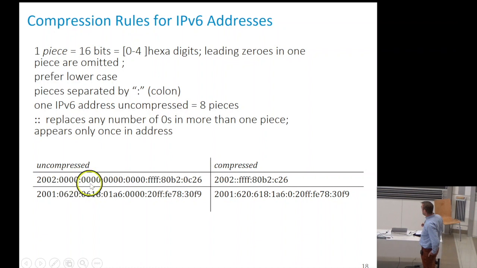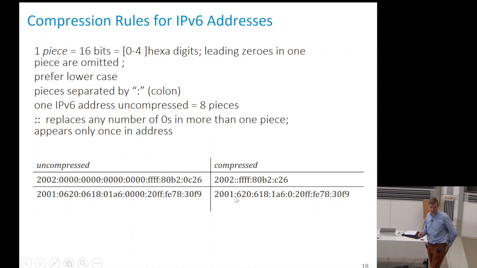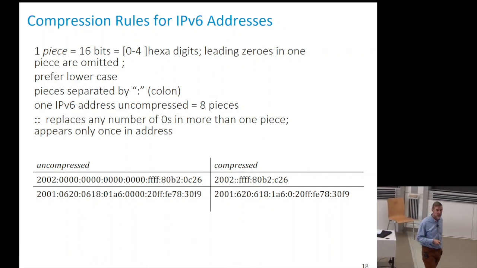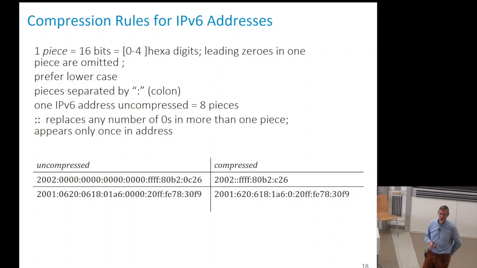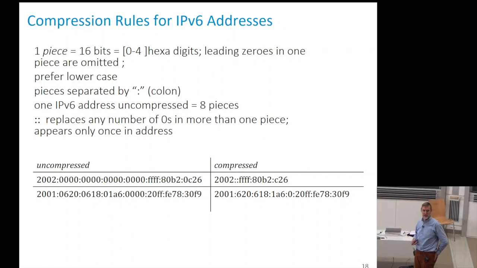Now, there are lots of zeros. We can remove the zeros by using 2 rules. First, inside a piece, the leading zeros can be omitted. For example, here, there is 0620, we can write it as 620. So it doesn't mean there is a block of 3 digits only. Every block is always exactly 4 digits. If there are missing digits, it means you put leading zeros, like you do when you write a number using hexadecimal or decimal representation. Right?